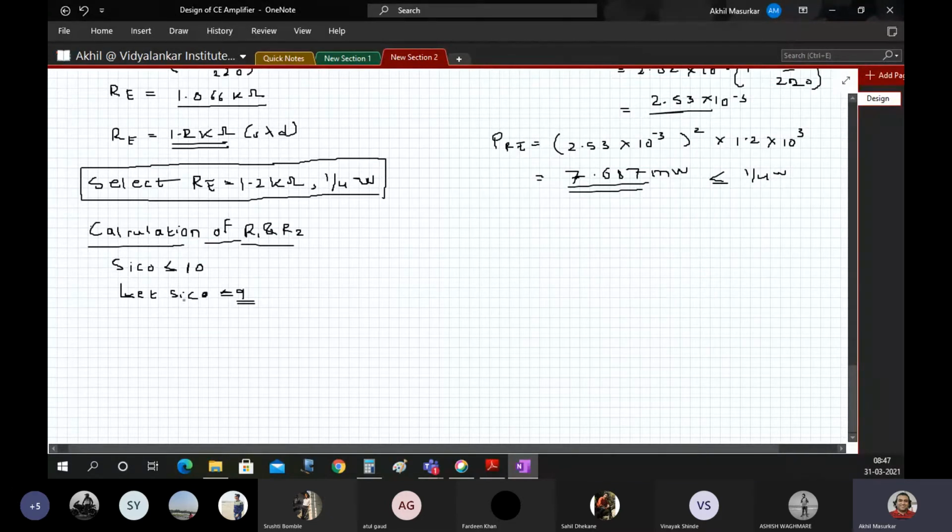Now we also know SICO is equal to 1 plus RB upon RE. So from where we are getting this formula? From the stability analysis of potential divider bias, where RB is R1 parallel to R2.